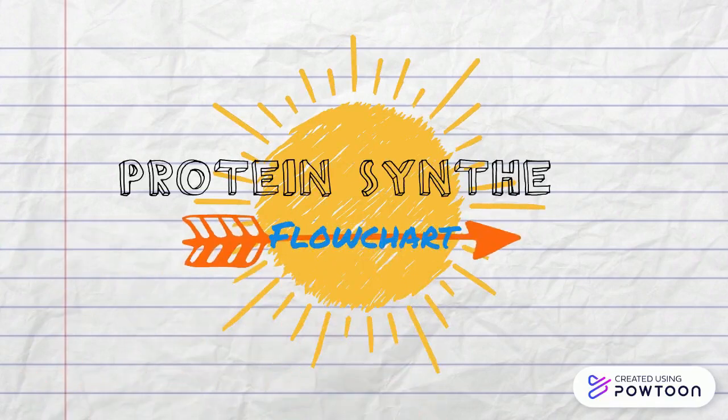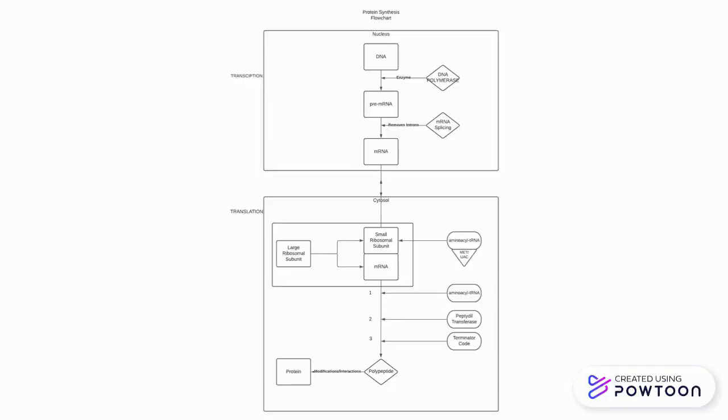Following is a flowchart that explains the process of protein synthesis. It may look a little big at first, but we will be going in depth into each and every process that occurs. Protein synthesis occurs in two steps. The first is called transcription, and the second is called translation.